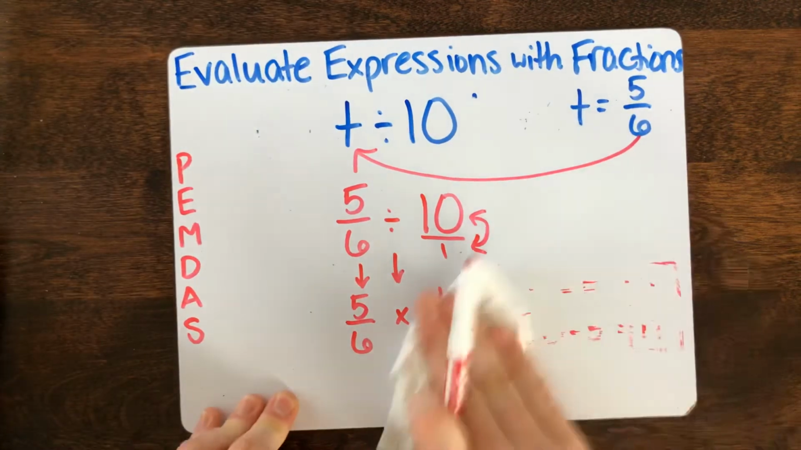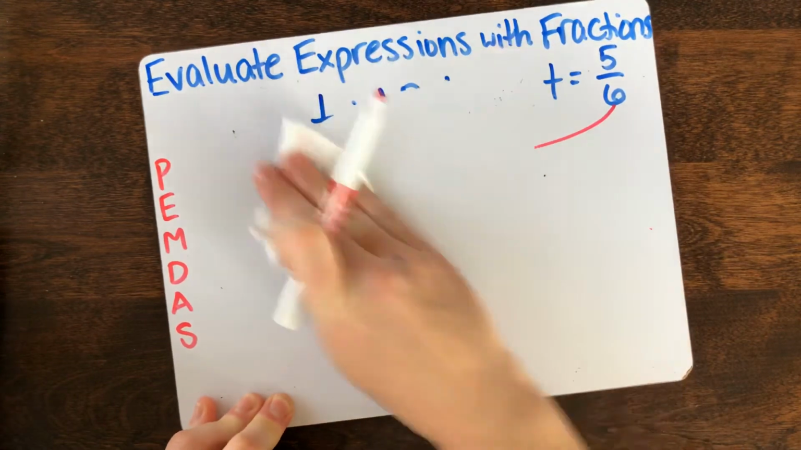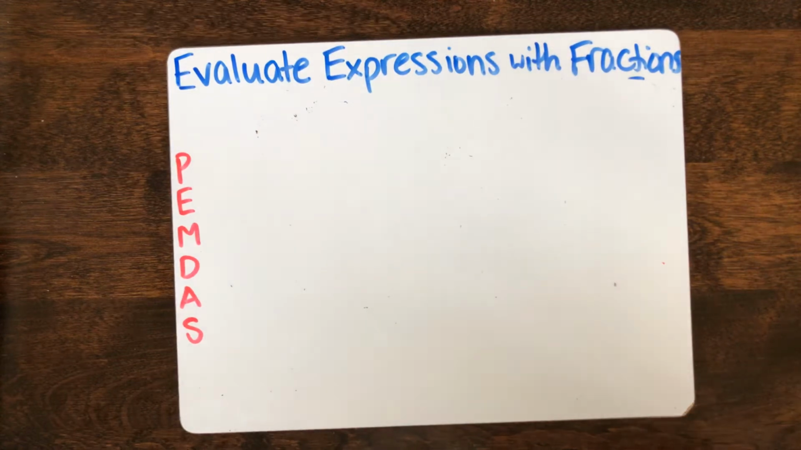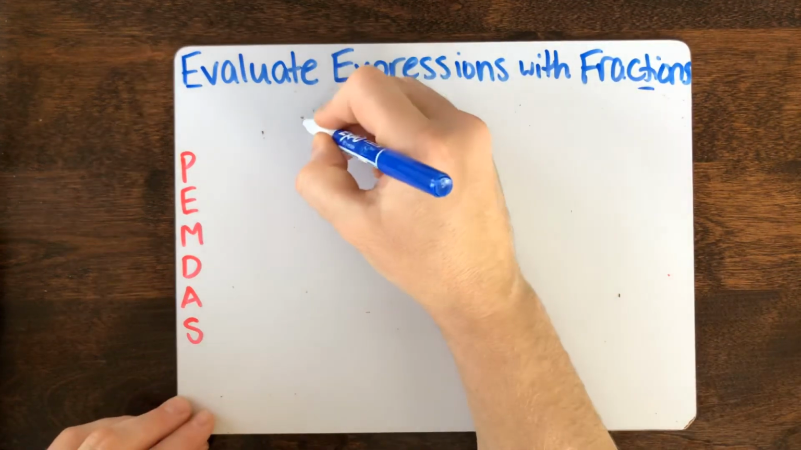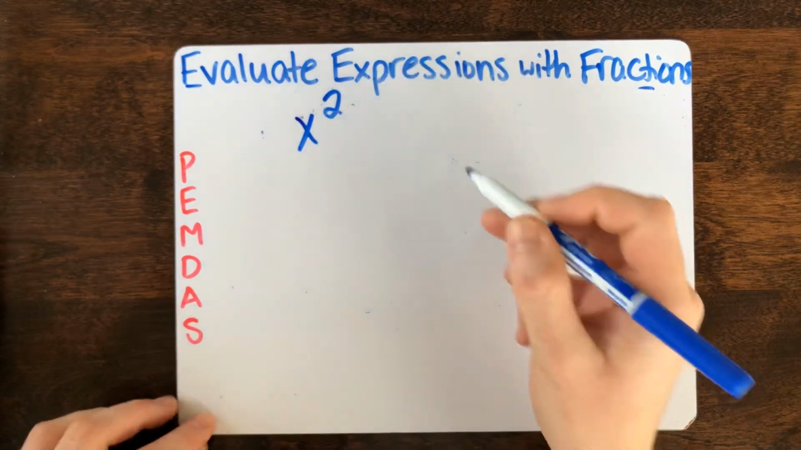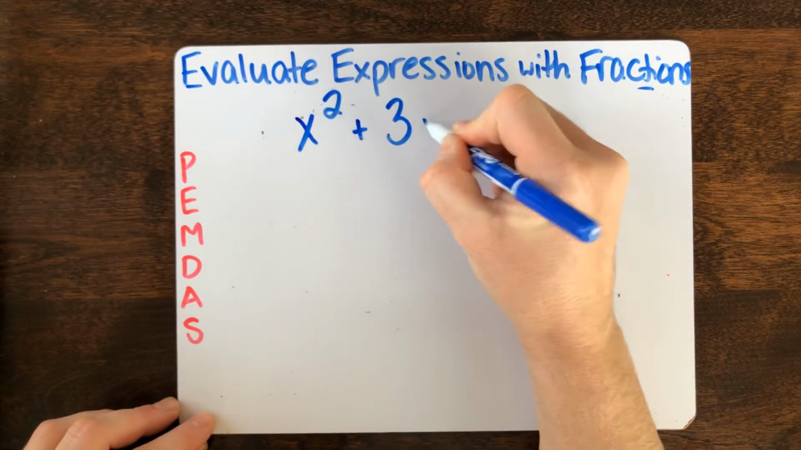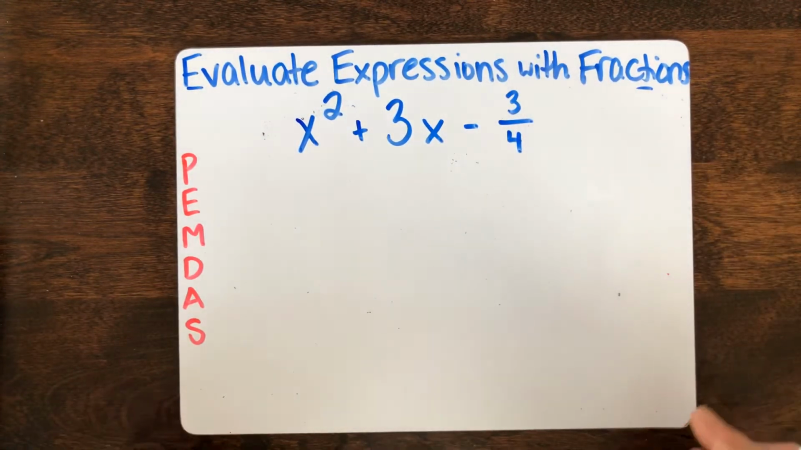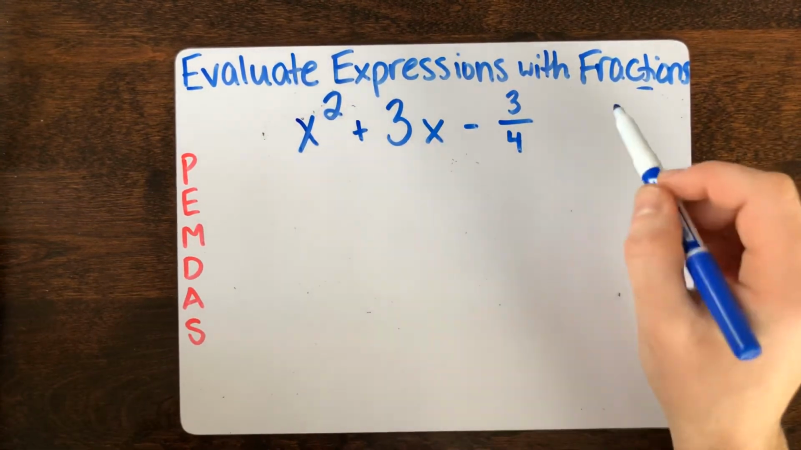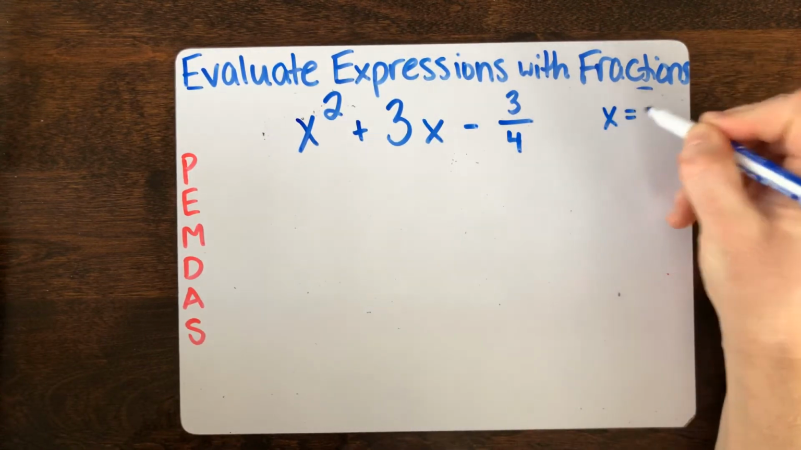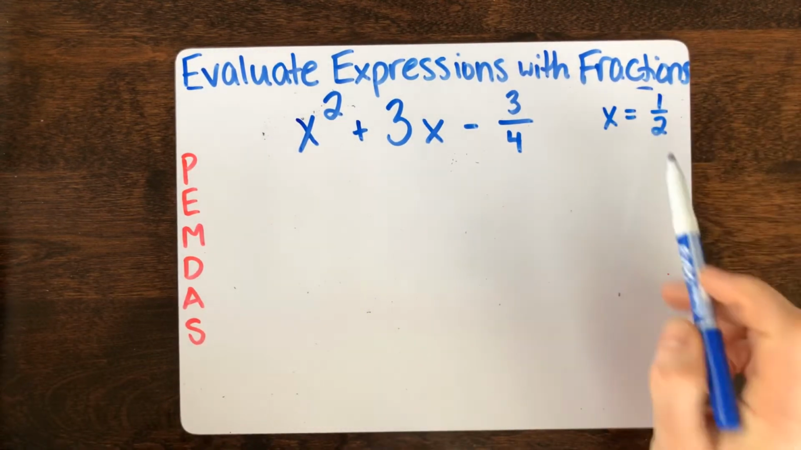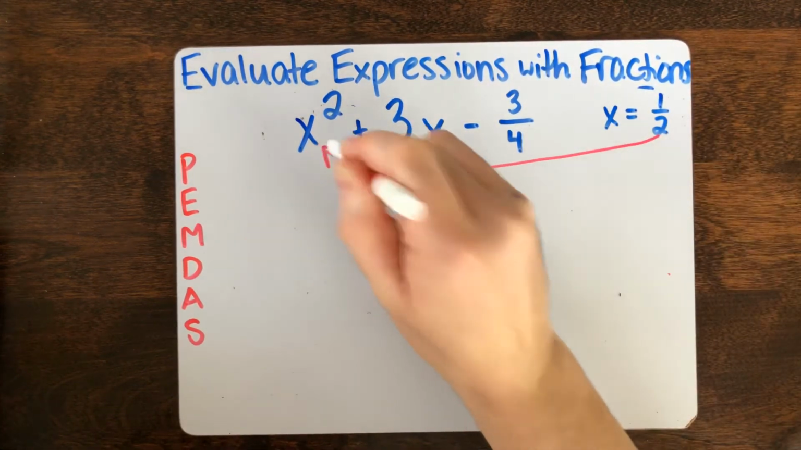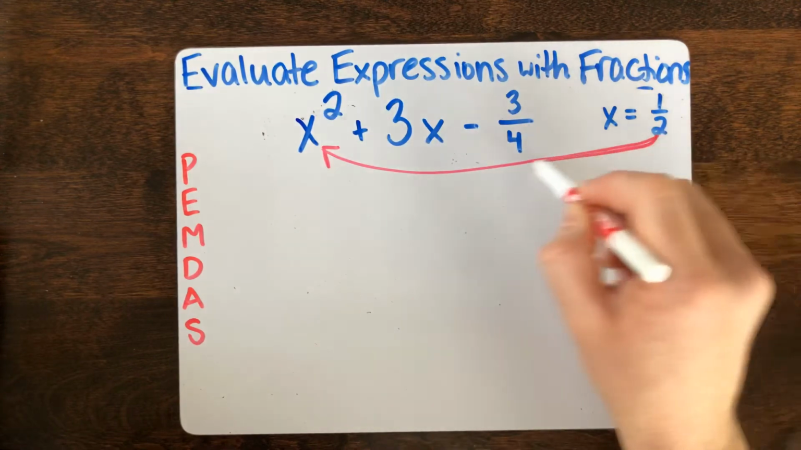All right, let's look at the next one. The next one is a little bit of a doozy. x squared plus 3x minus 3/4. It says to evaluate this when x equals 1/2. So the first thing we need to do is plug in x. We're plugging 1/2 in for x here and 1/2 in for x there.